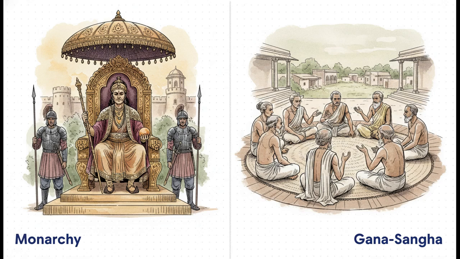On one side, you had heavy-hitting monarchies, like Magadha and Kosala, where all the power was centralized at the top with a single king. On the other side, you had these systems called Gana Sanghas. These were essentially oligarchic republics, like the Vajji Confederacy and Malla, where power was actually shared among an elite council, rather than one absolute ruler.